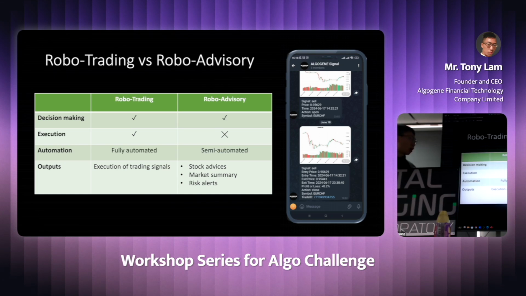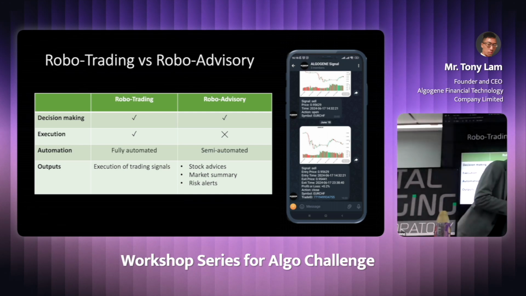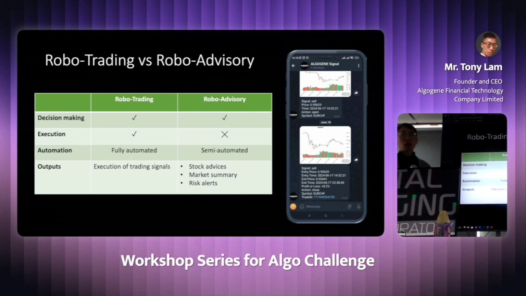But after you receive that information, humans still need to decide whether to follow it or not. Let's say we receive this kind of trading signal, and then we judge by ourselves. And if we want to follow it, we go to our banking app or trading app, and then we manually input and execute by ourselves. But for algo trading, the whole process is fully automated.